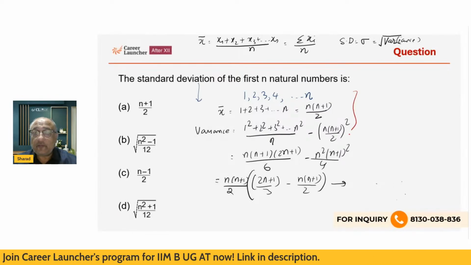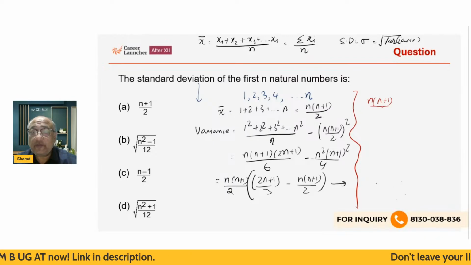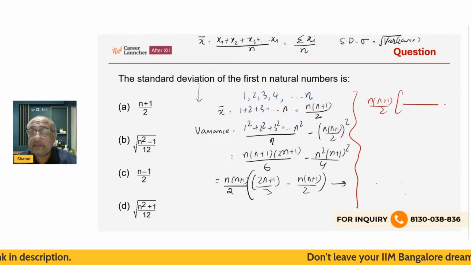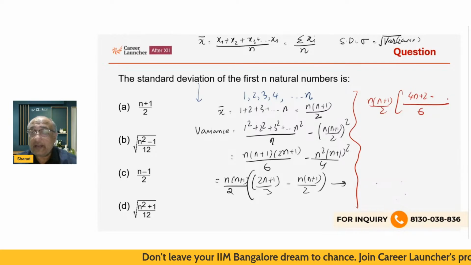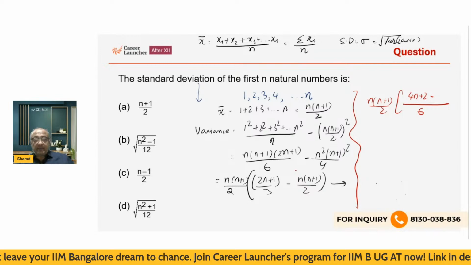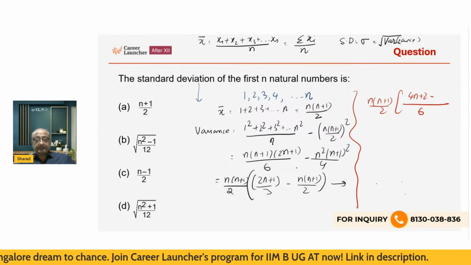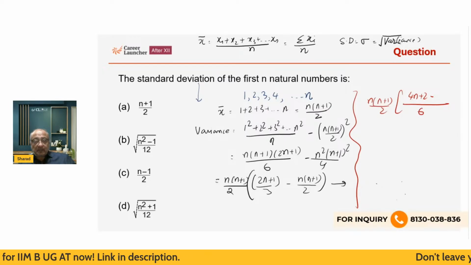Now, what will it be? It will be n into n plus 1 by 2, and we will have 6 here, and this is 4n plus 2 minus what do we have here? Oh, there is n plus 1; n was taken out from here.